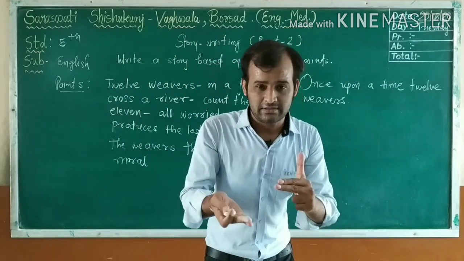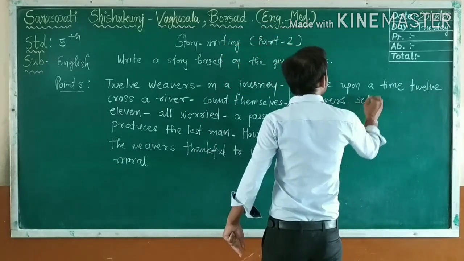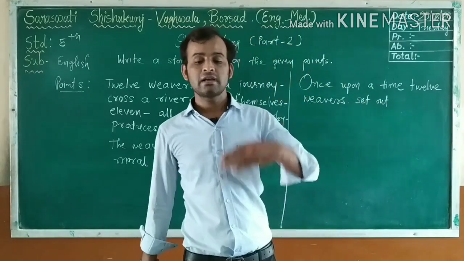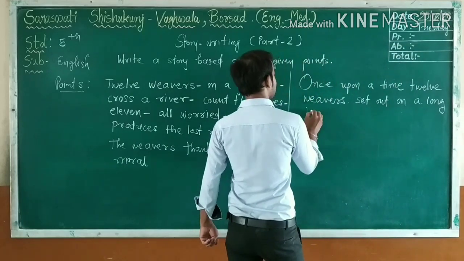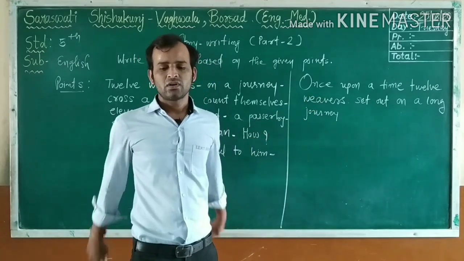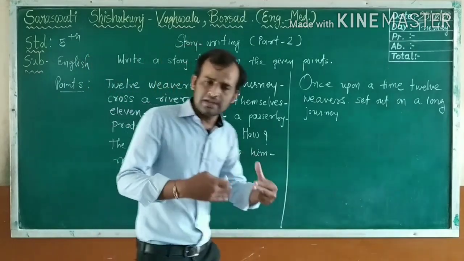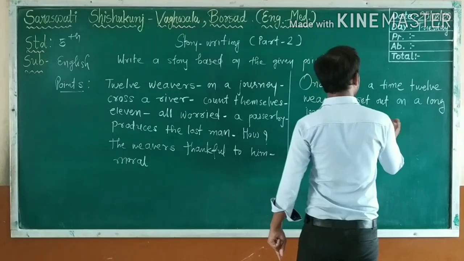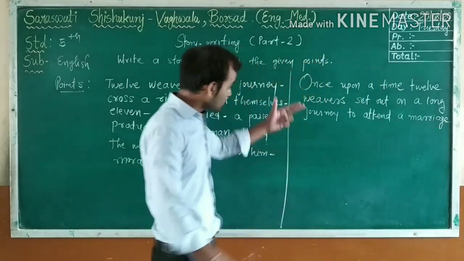How to write a sentence for the second point? On a journey. You can write: set out. Set out means start. Set out on a long journey. Students, you can add some extra words here. For what? Your reason is not mentioned. Why did they set out on the journey? Here we can give a reason: set out on a journey to attend a marriage.